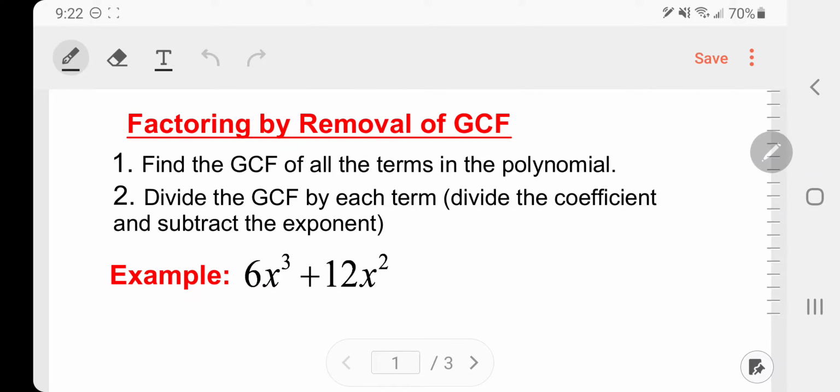Everyone. In this lesson, we're going to take a look at factoring by removing the greatest common factor. This is the first of a few different kinds of factoring we're going to be going over. Okay, so there's pretty much two steps to this.